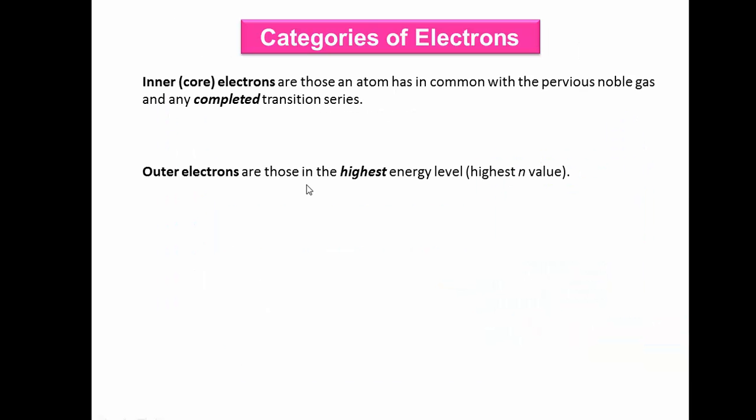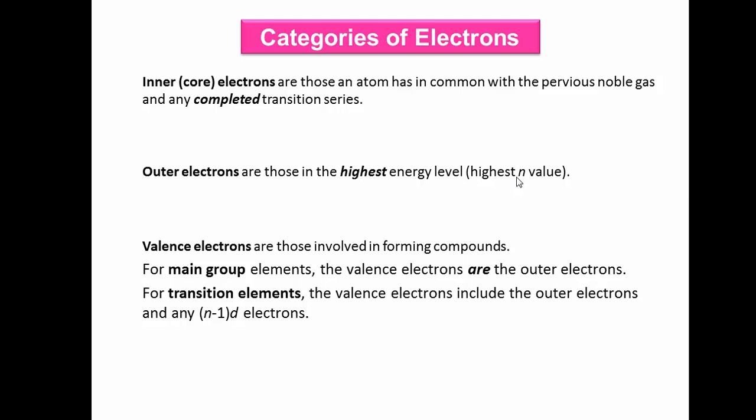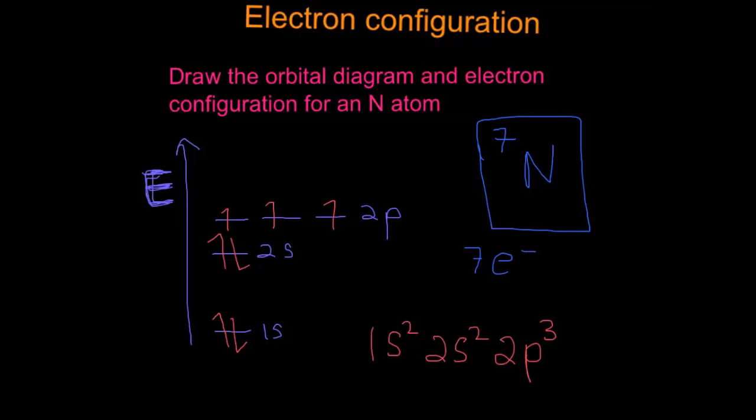Outer electrons are those with the highest energy level, or highest n value. And outer electrons are almost the same thing as valence electrons. Valence electrons are the electrons involved in forming compounds. So for main group elements, valence electrons are the same thing as outer electrons. The only time outer electrons and valence electrons differ is for transition elements. For transition elements, your valence electrons include the outer electrons and any n-1 d electrons.